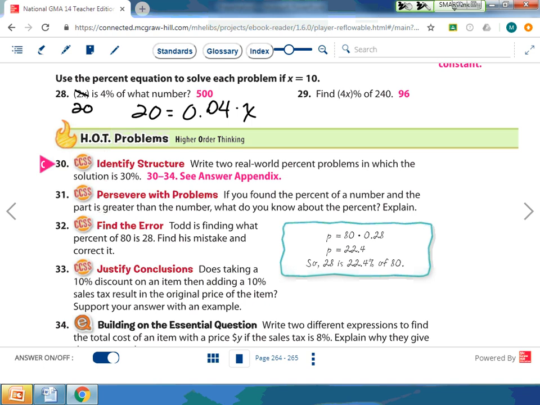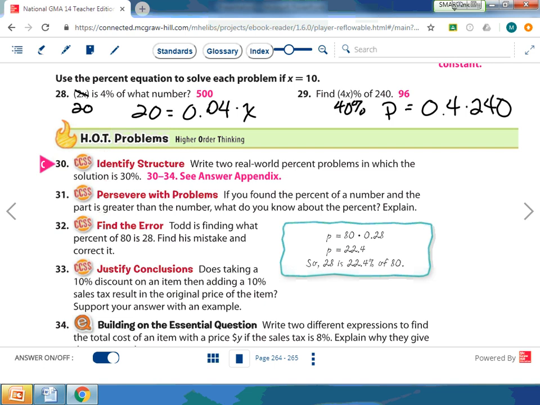Same thing on the next one. Find 40% of 240. Okay, so you're going to do 0.4 times 240 if you do the percent equation. Number 33.